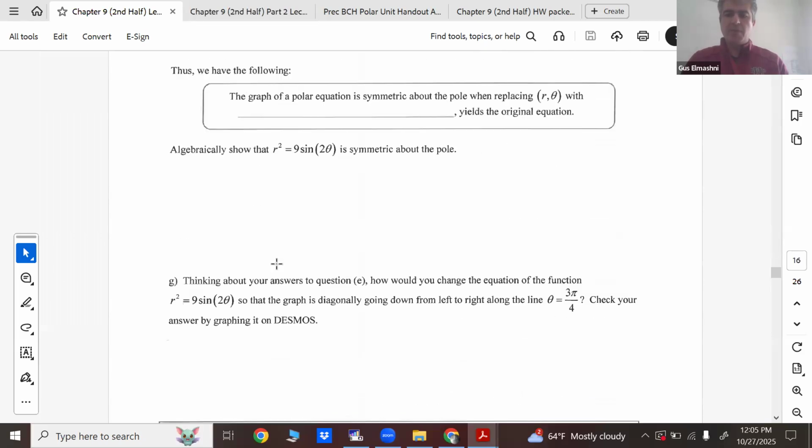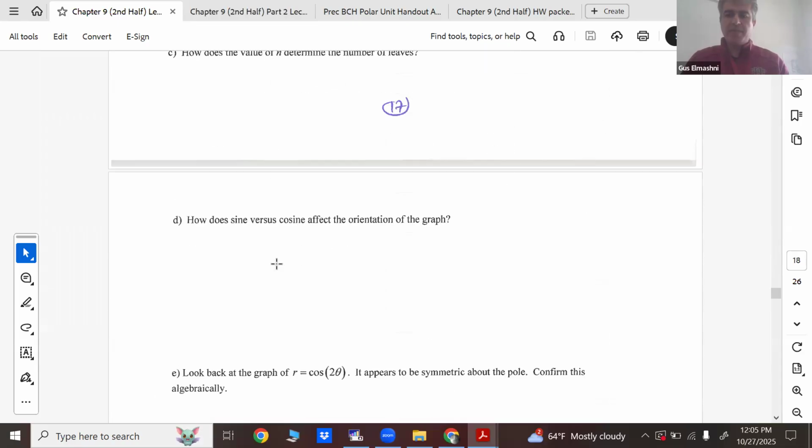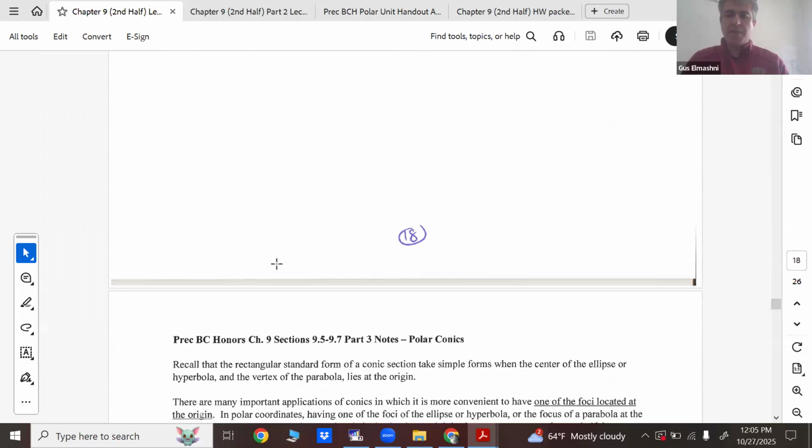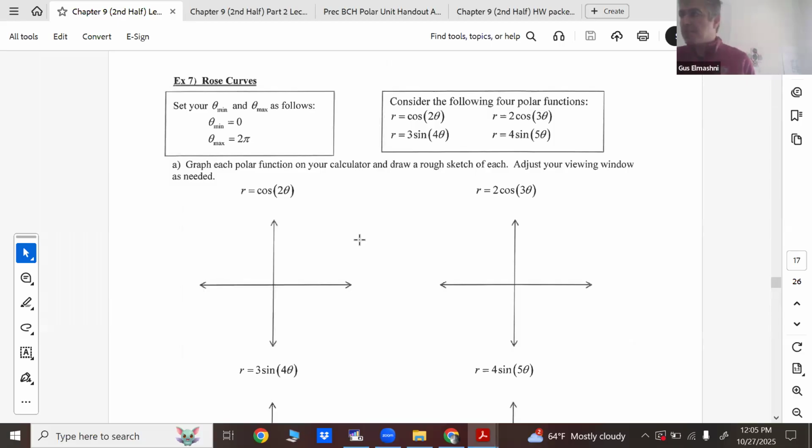I want to jump to rose curves. Let's jump to page 17. We're not going to spend too much time on it, but just so you at least understand what's going on. Okay, rose curves. Again, you can use Desmos or your calculator to explore. You're going to have sine or cosine, and a number in front of theta. So they will have coefficients, and whether it's odd or even does matter. I'll show you the diagrams in just a moment.